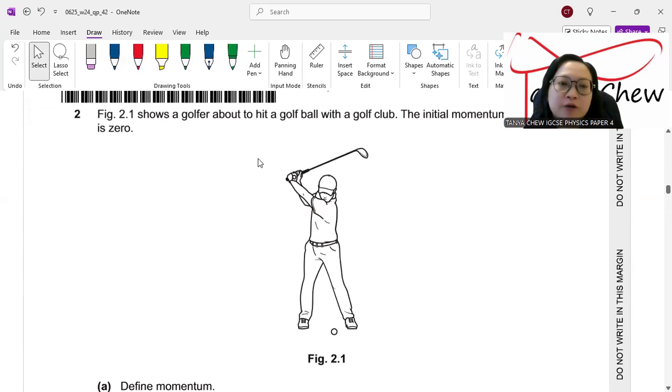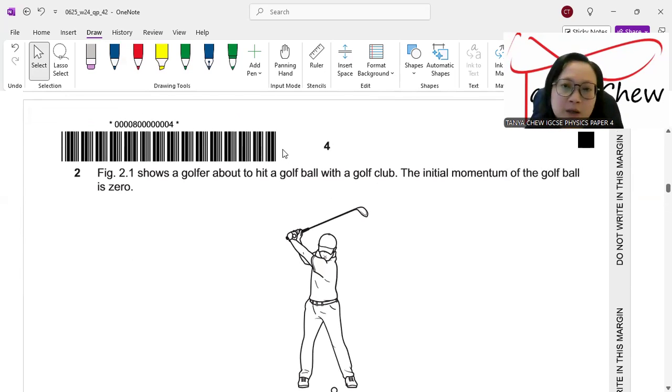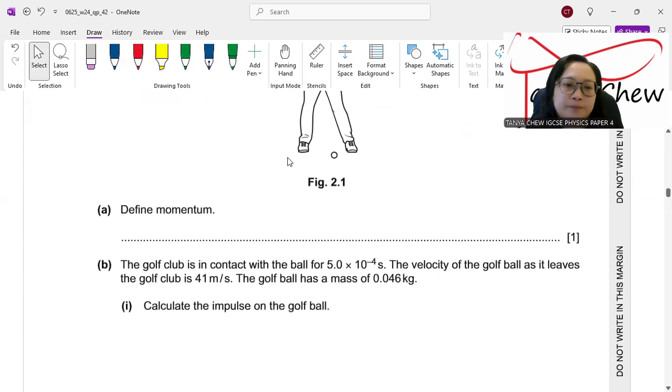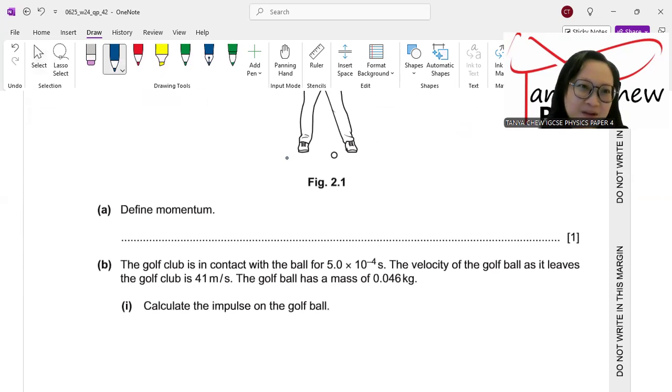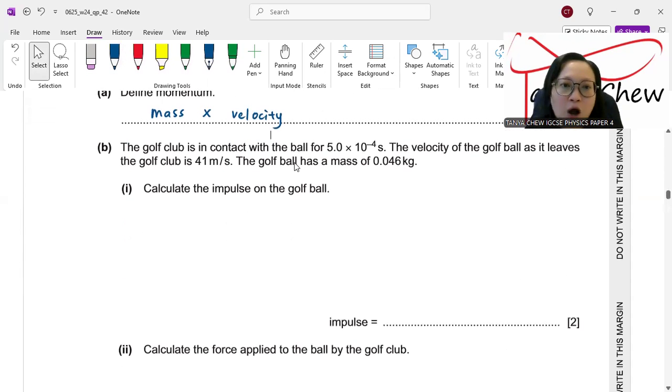Now, second question, Fig 2.1 shows a golfer about to hit a golf ball with a golf club. The initial momentum of the golf ball is 0. A, define momentum. So if you want to define momentum as a product of mass and velocity, feel free to do so. Or you can write momentum is mass multiplies by velocity. Not a problem.